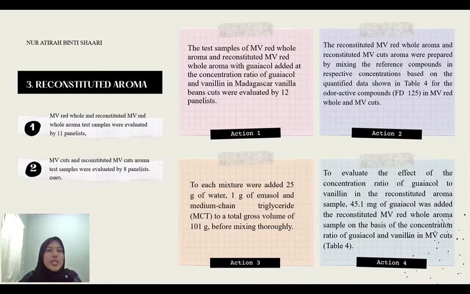The next procedure is reconstructed aroma. This procedure was divided into 2 categories. The first one is MV red whole and reconstituted MV red whole aroma test samples, which were evaluated by 11 panelists. And the second one is MV cuts and reconstituted MV cuts aroma test samples, which were evaluated by 8 panelists only.